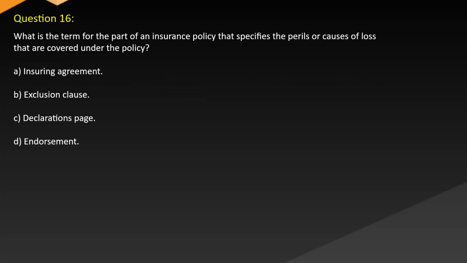Question 16. What is the term for the part of an insurance policy that specifies the perils or causes of loss that are covered under the policy? A. Insuring agreement. B. Exclusion clause. C. Declarations page. D. Endorsement.